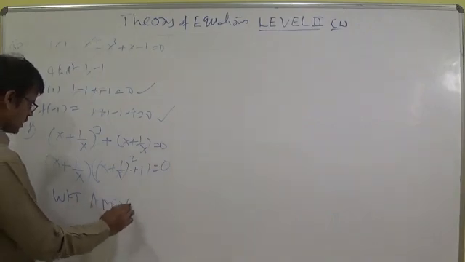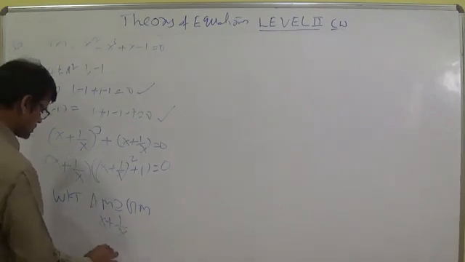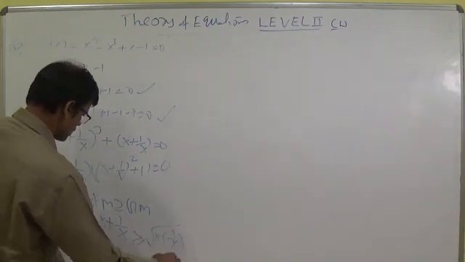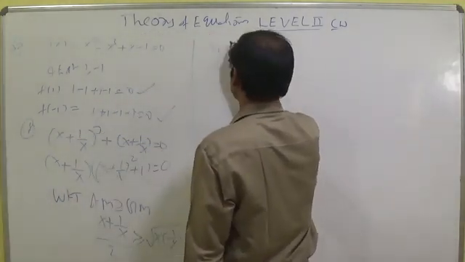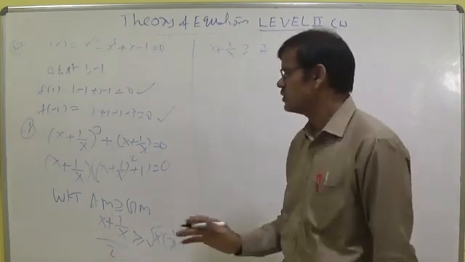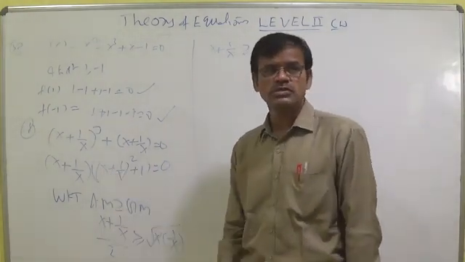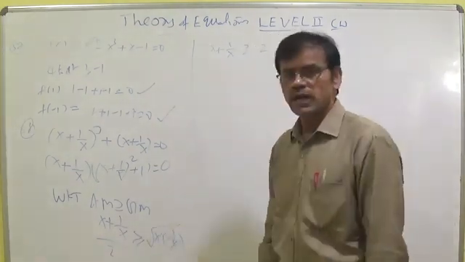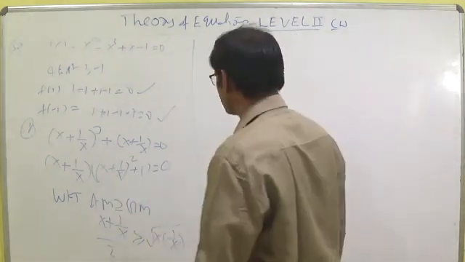AM greater than or equal to GM. For the numbers x and 1 by x, take the AM greater than or equal to GM concept: (x plus 1 by x) whole by 2 greater than or equal to root of x into 1 by x. So you can write x plus 1 by x greater than or equal to 2 into root 1. So the minimum value is 2, it is not at all 0. 2 whole square becomes 4, 4 plus 1 becomes 5, it is never 0, so it is not possible to get the value 0, so there is no real solution.